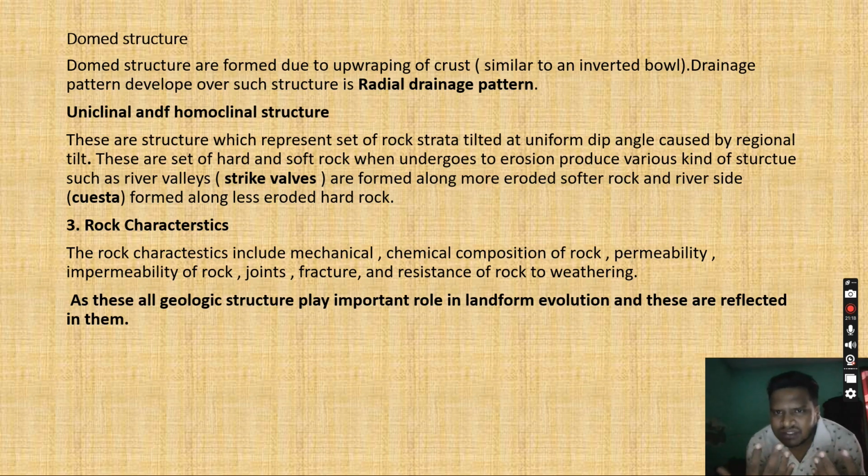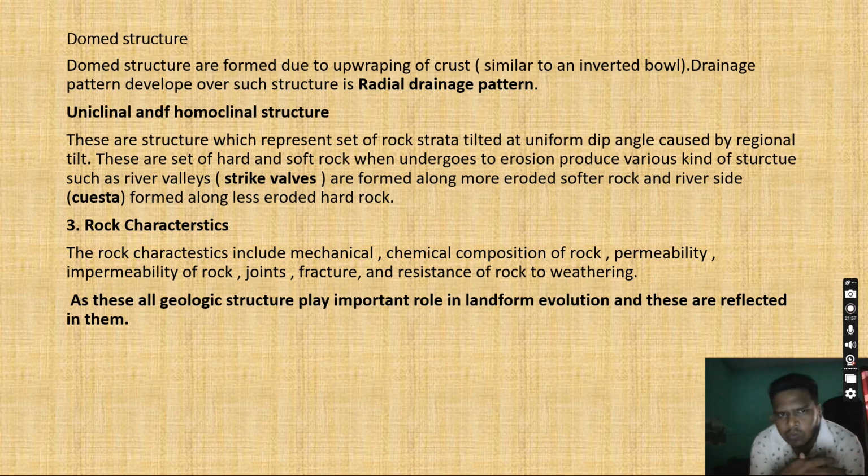Such kinds of structures also play a dominant, crucial role in the development of landform, and they also reflect their presence. If we talk about unicline and homocline structure, look, when a rock strata is tilted at a uniform dip, that kind of structure is called unicline and homocline structure. What happens if we have alternate hard rock and soft rock, and erosion activity occurs?